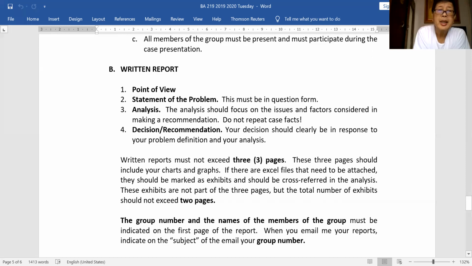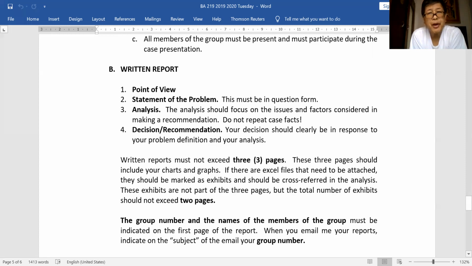All right. So for the statement of the problem, again, just like for the oral presentation, that must be in question form. And just like what I said for oral presentations, your analysis has to address the problem that you have stated. And again, when you write the recommendation, read your problem again, okay? And make sure that your decision or recommendations will address the problem that you have stated, okay?